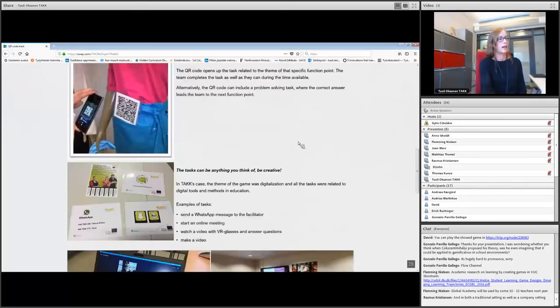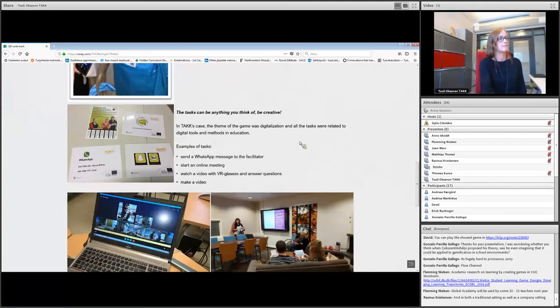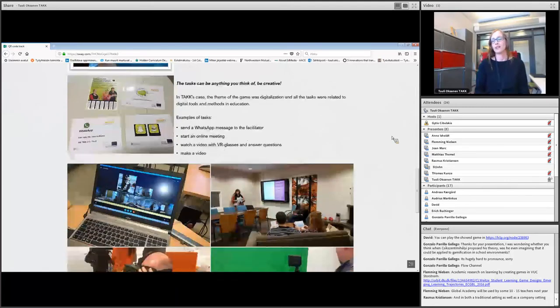And the tasks can be anything you think of. So creativity, and the game we've played in TAC has been focusing on digital tools and methods. So all the tasks have been related to digital tools. The tasks we've used are, for example, that the team has to download WhatsApp on their mobile phones and send a message to the facilitator.